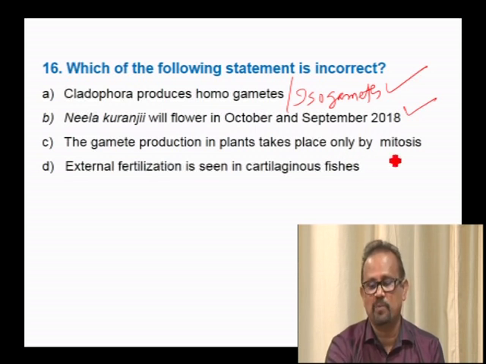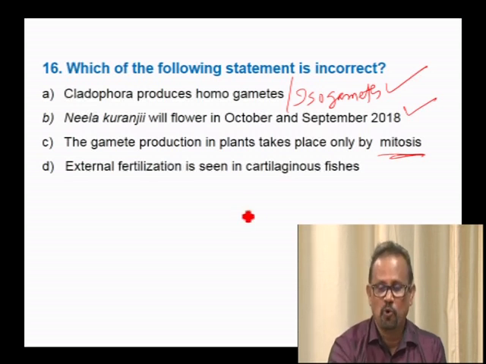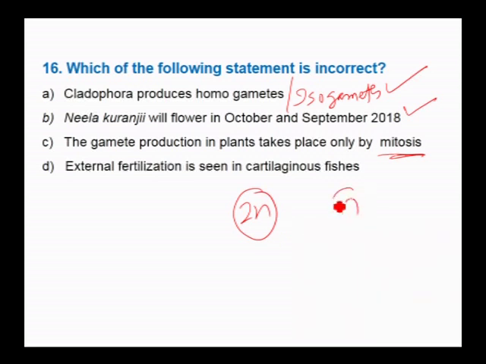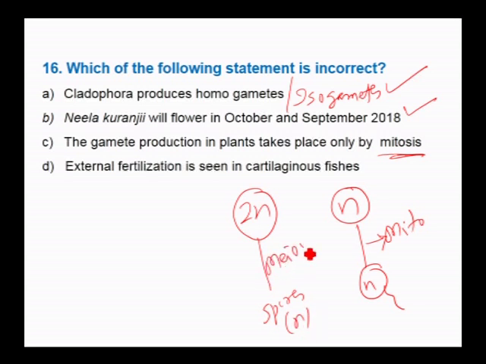The gamete production in plants takes place only by mitosis. As you know, in the case of plants, we come across two types of generation, sporophytic generation and gametophytic generation. Sporophyte is diploid, gametophyte is haploid. Gametophyte is the one that produces the gametes. So, when the gametophyte is haploid, gametes are also haploid, therefore it has to be mitosis. Sporophyte is diploid, therefore it will not produce gametes, it produces only spores. So, sporophyte produces spores which are haploid. This is by meiosis. Therefore, in plants, spore production takes place by meiosis, but gamete production takes place by mitosis. Therefore, the gamete production in plants takes place only by mitosis, not by meiosis.